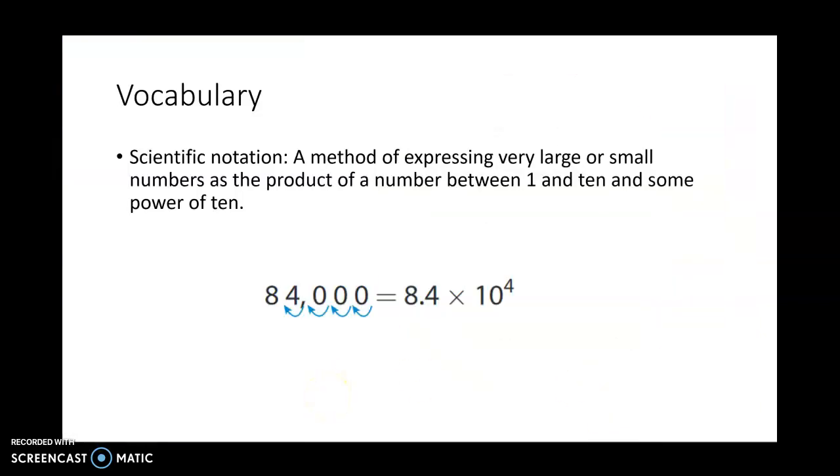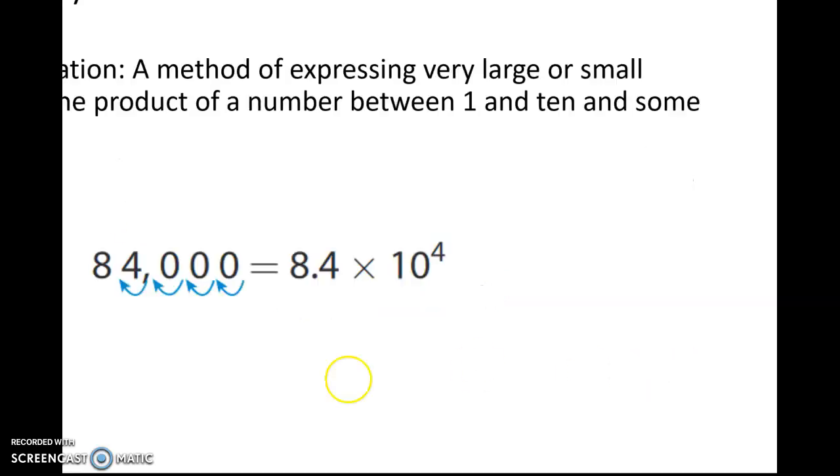Here's your vocab for today. Scientific notation is a method of expressing a very large or small number as the product of a number between 1 and 10 and some powers of 10, like shown below.